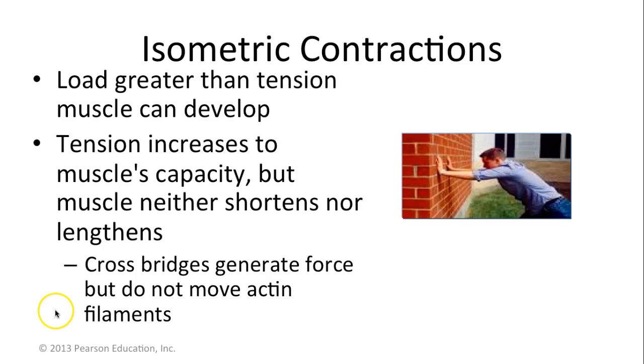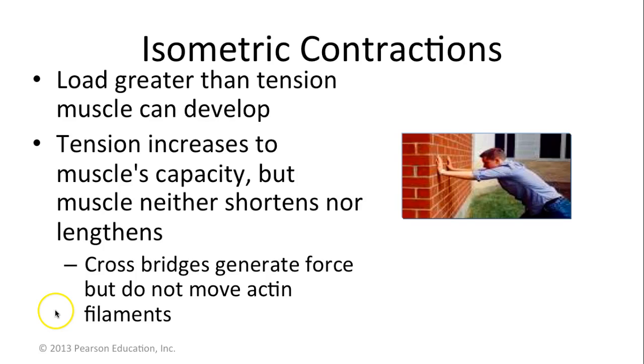And the other branch of contraction is called isometric, iso meaning same, metric meaning length. So here the muscle doesn't shorten. This is when you try to move something you can't move, basically. Here's the picture of this guy trying to push a wall. Not going to happen, right? So you still create tension, but it can't shorten or lengthen.